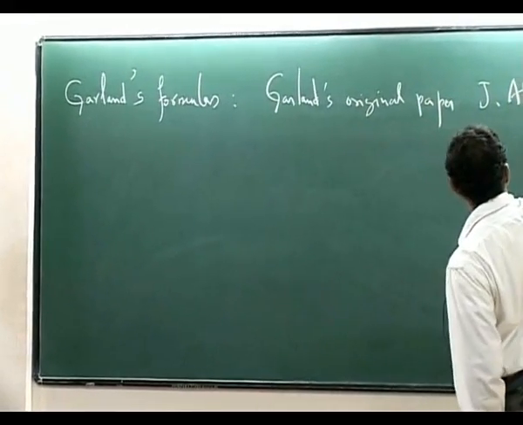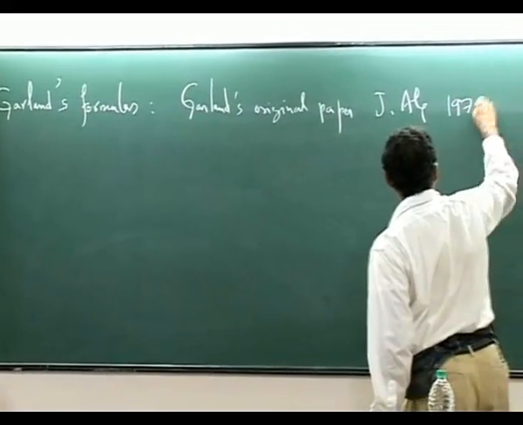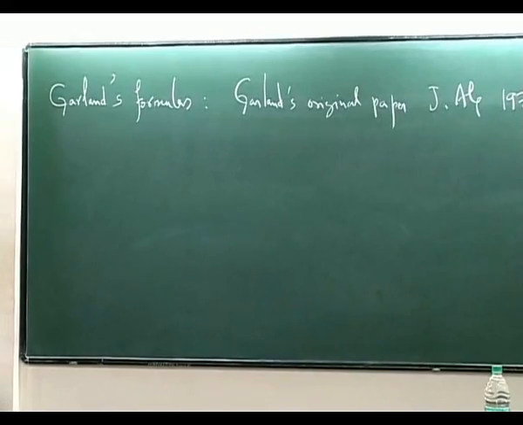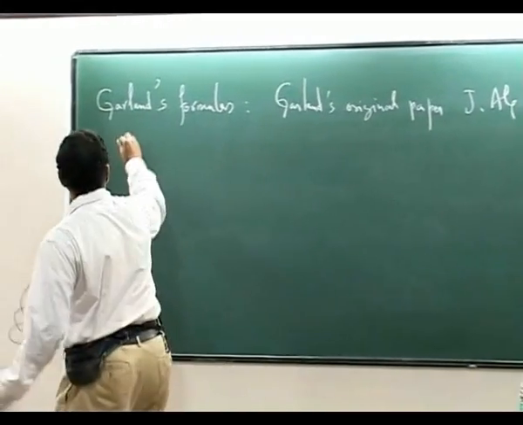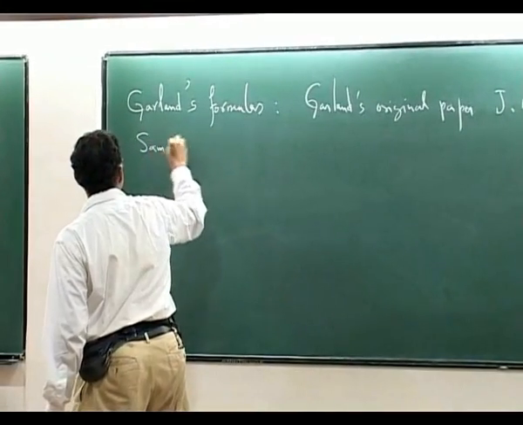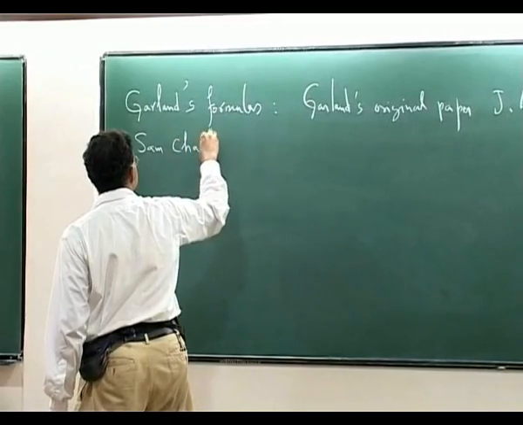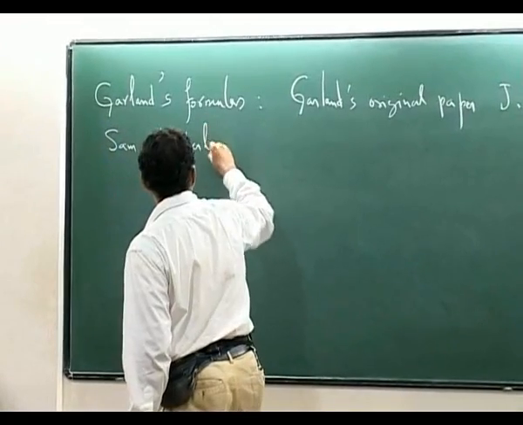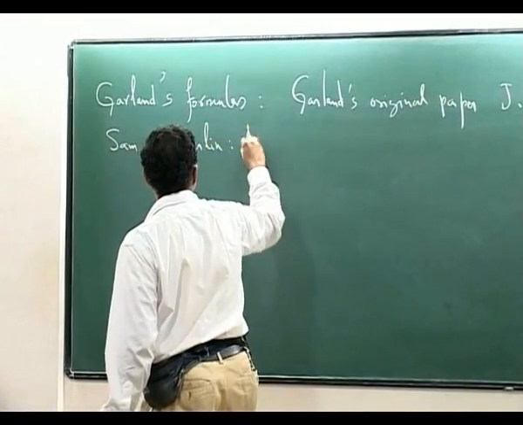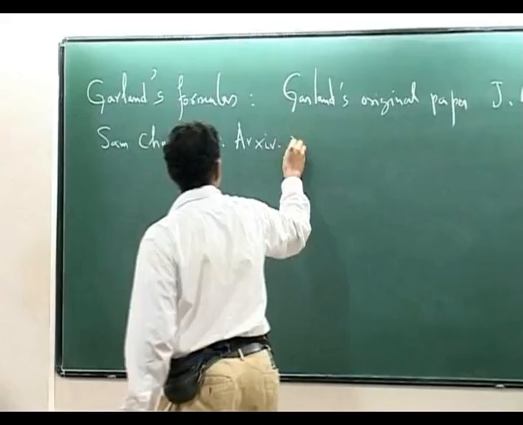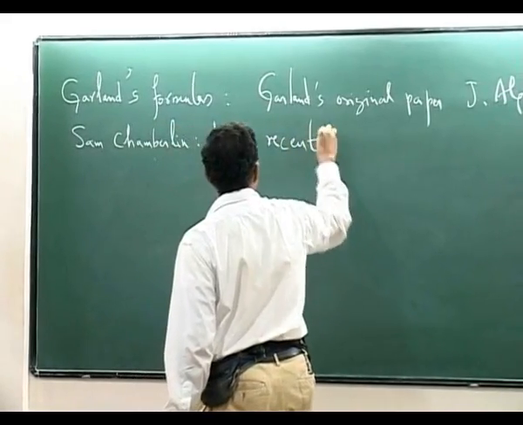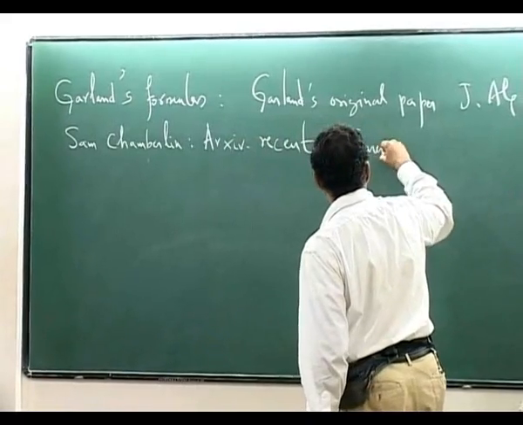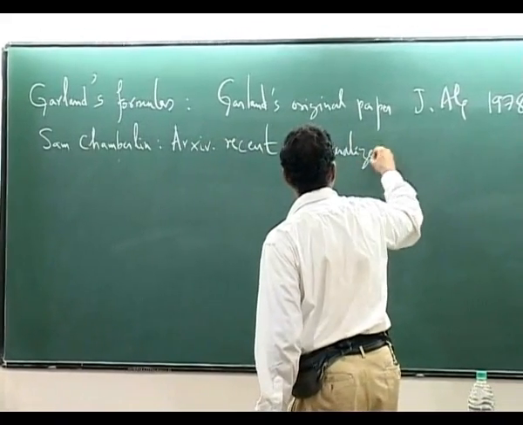And then there's this paper on the archive now, which is by Sam Chamberlain, where he totally generalizes Garland's formulas for G1030. And it's even more general than Garland. Did I get that? Lin, L-I-N. On the archive, yeah, recent, in the last few months. And generalizes Garland for loop algebras and for G1030.